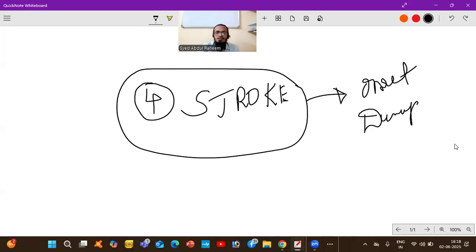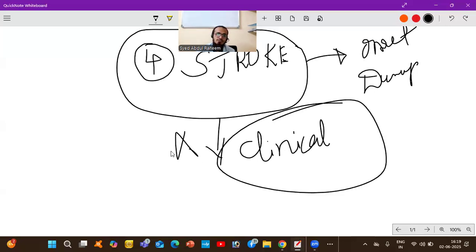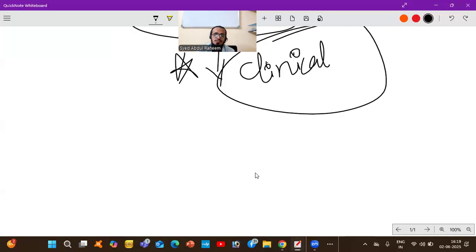So in that, what is happening is that in the brain parenchyma, something happens. Due to that reason, neurological disorders happen in the brain. So stroke is mostly diagnosed clinically. This is one important thing we have to remember about stroke. Okay, so let's discuss the causes.